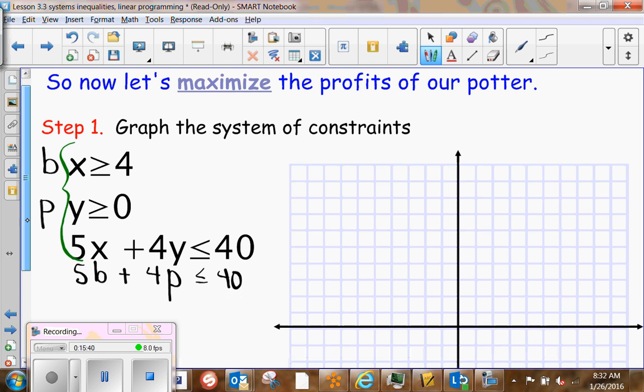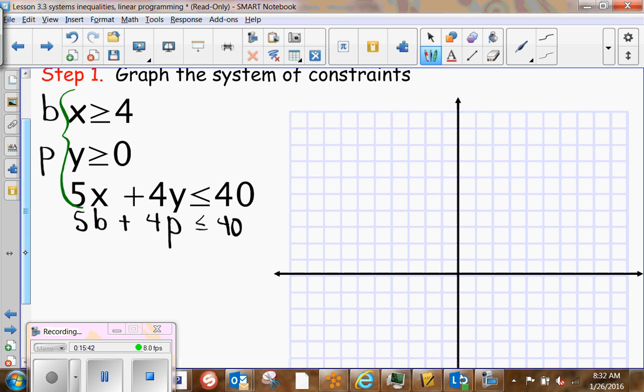So I want to go x is greater than or equal to 4. Now what kind of line will that be? Vertical line, right? The vertical line at 4. So 1, 2, 3, 4. Vertical line at 4. And that needs to be greater than or equal to 4, so that will shade out this way.